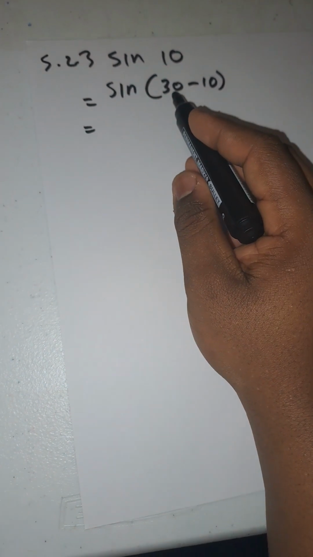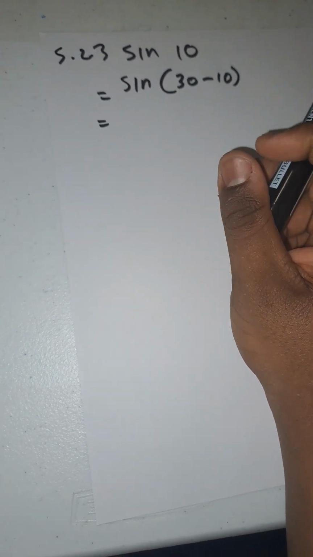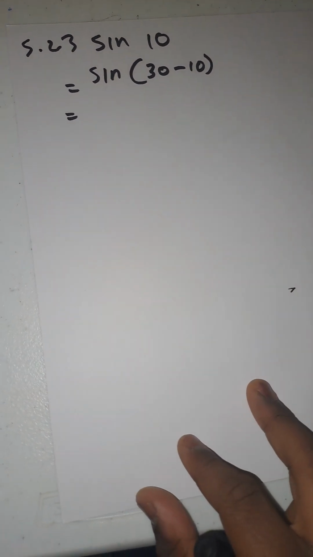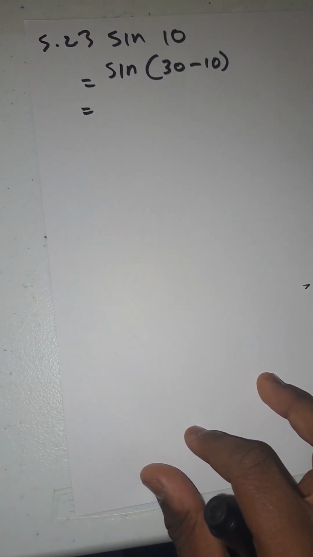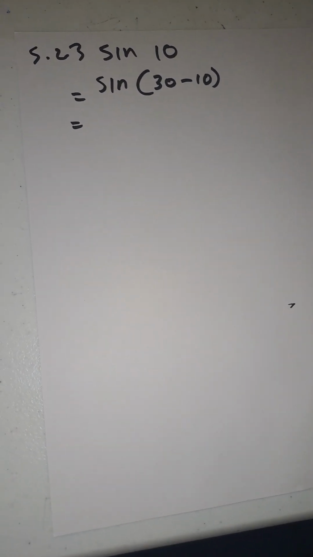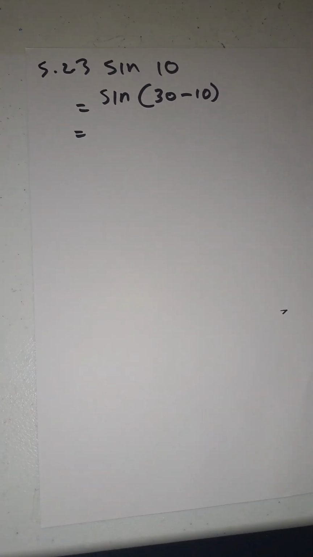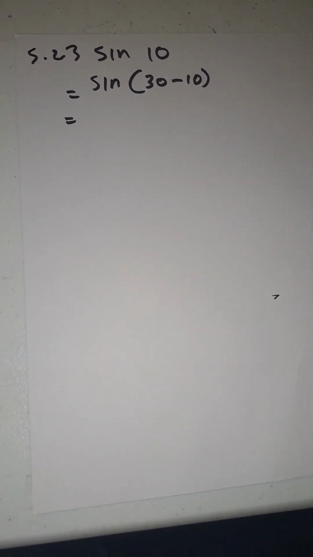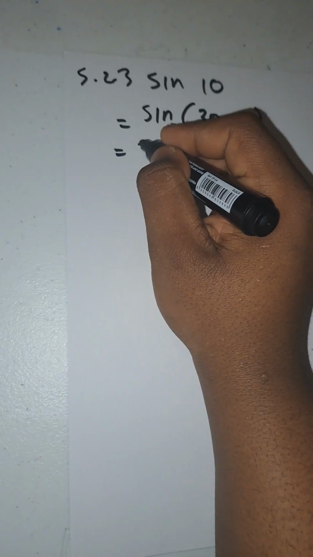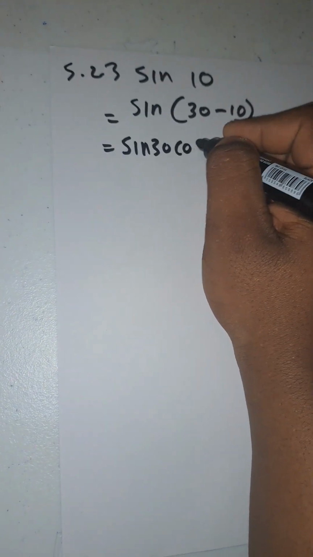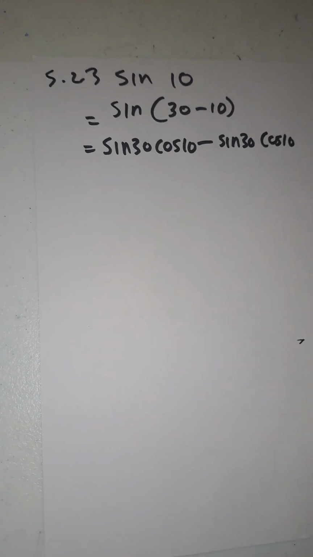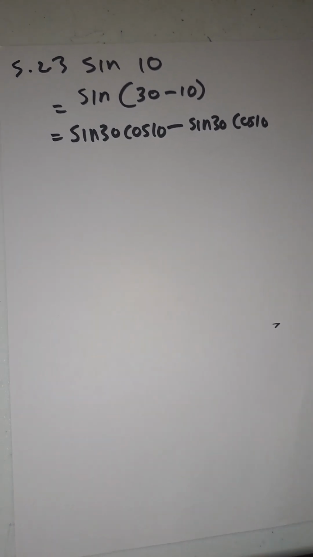Now, since it's a special angle, remember I was using the reduction angles all along. Since this one is a special angle, I can't just say sine 10. No, it's a special angle, so I'll have to expand using the compound angle rule. So it's going to be sine 30 cos 10 minus sine 30 cos 10. Remember your compound angles, right?